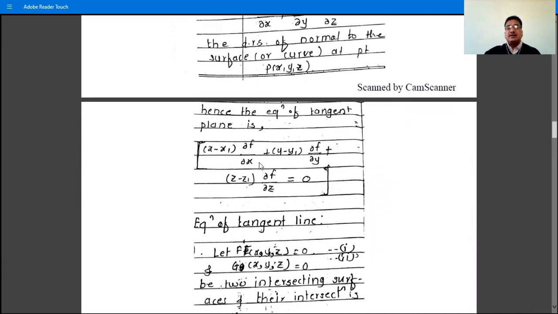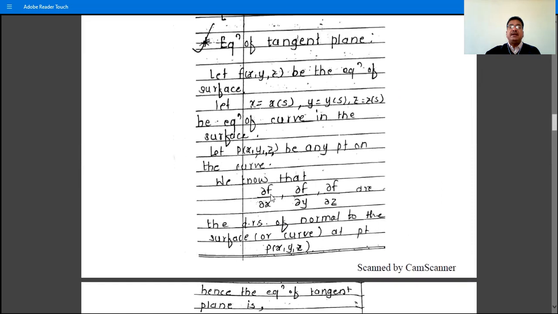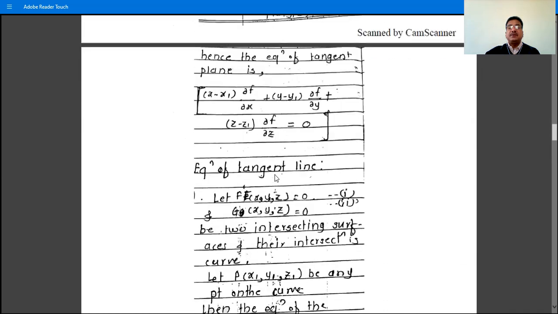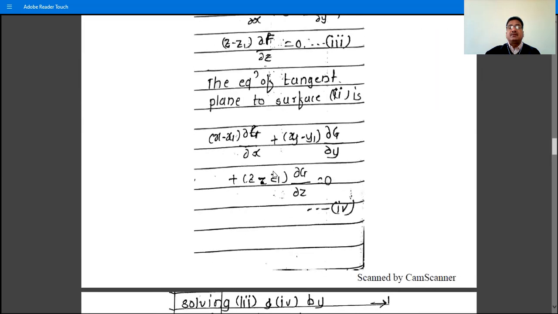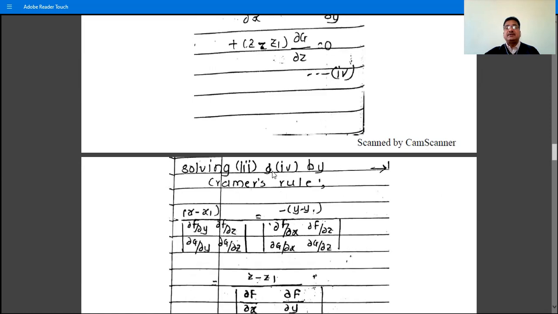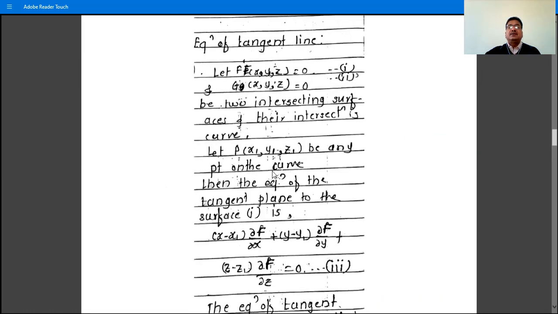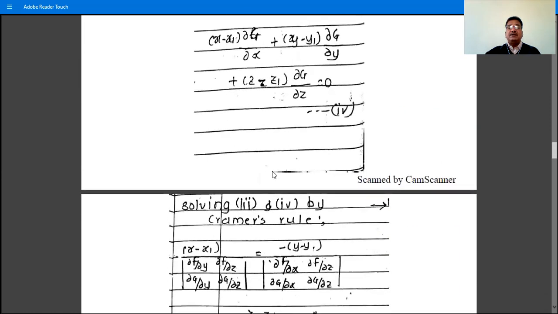So remember this: (x minus x1) ∂f/∂x plus (y minus y1) ∂f/∂y plus (z minus z1) ∂f/∂z equals 0. This is the equation of the tangent plane to the surface f(x,y,z) at the point (x,y,z). So next is the equation of tangent line.